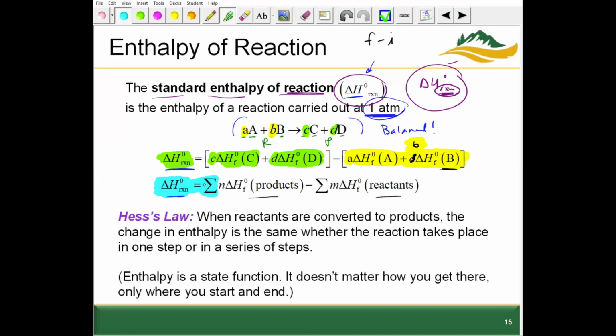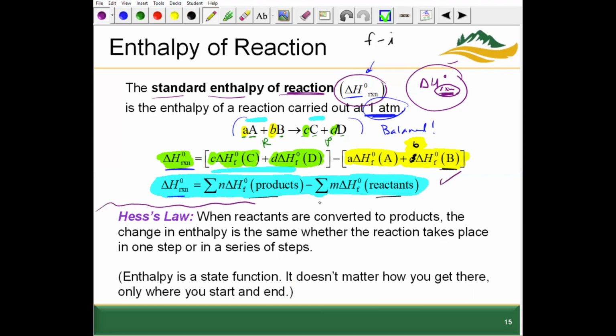The summation of the molar coefficients of all of our products, the molar coefficient times the standard enthalpy of formation for each product, and we sum all of those, minus the summation again of the molar coefficient times the standard enthalpy of formation for each reactant. We might not have 2 each time, so this is a more general way to see this formula. We're going to practice using this formula too.